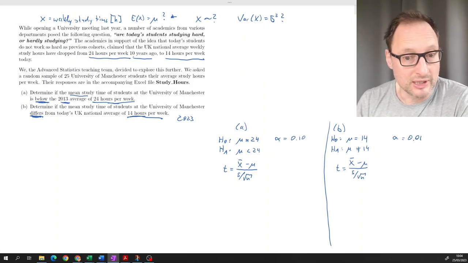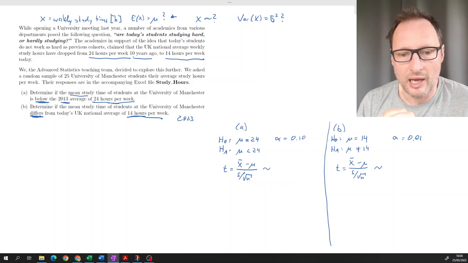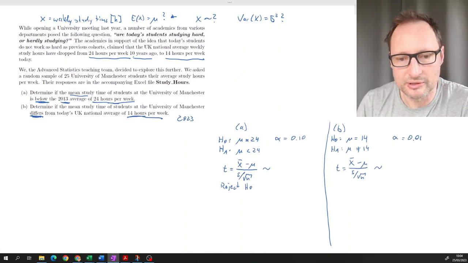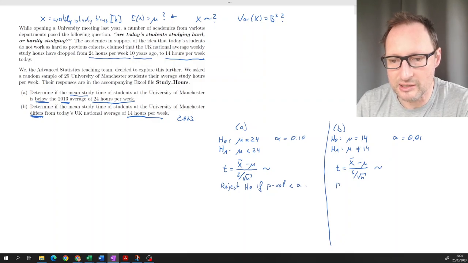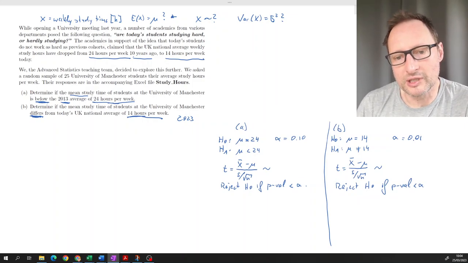Okay. So next question is, how is this thing distributed? Because only once you know how this test statistic is distributed, then can you calculate a p-value. And why do we need a p-value? Because our decision rule is going to be reject H naught if the p-value is smaller than alpha. And that is exactly the same here. Reject H naught if the p-value is smaller than alpha. So we need to know that distribution.